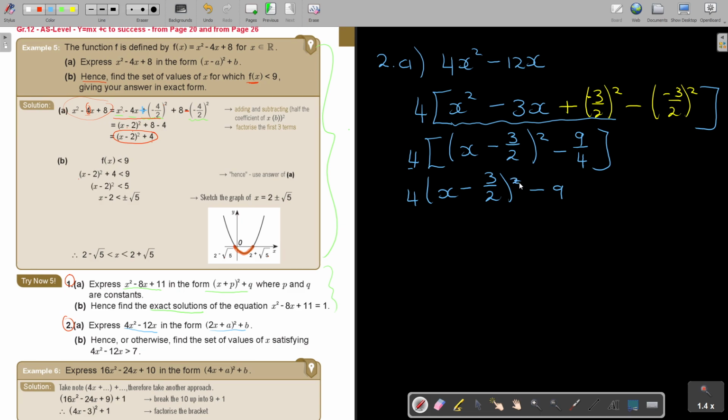Yes, don't forget your square. It's not coming out nice. But now they don't want that. They want it in this form, 2x. Okay, now let's just play around. We're just going to play around with this part.